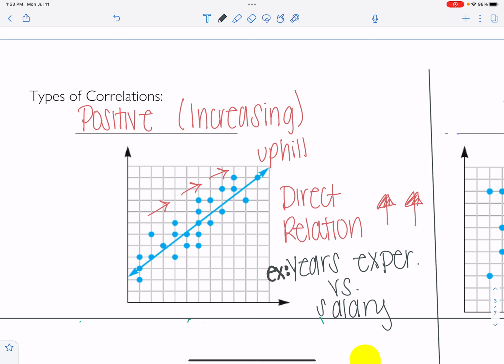An example would be years of experience versus salary. Typically, especially in education, the longer that you are at a school, the more money you make at the end of the year. We have what's called a step system. So each year you get a little bit of a raise. So that would be a direct relation. As the number of years increases, so does your salary. That would be a positive or direct relation correlation.